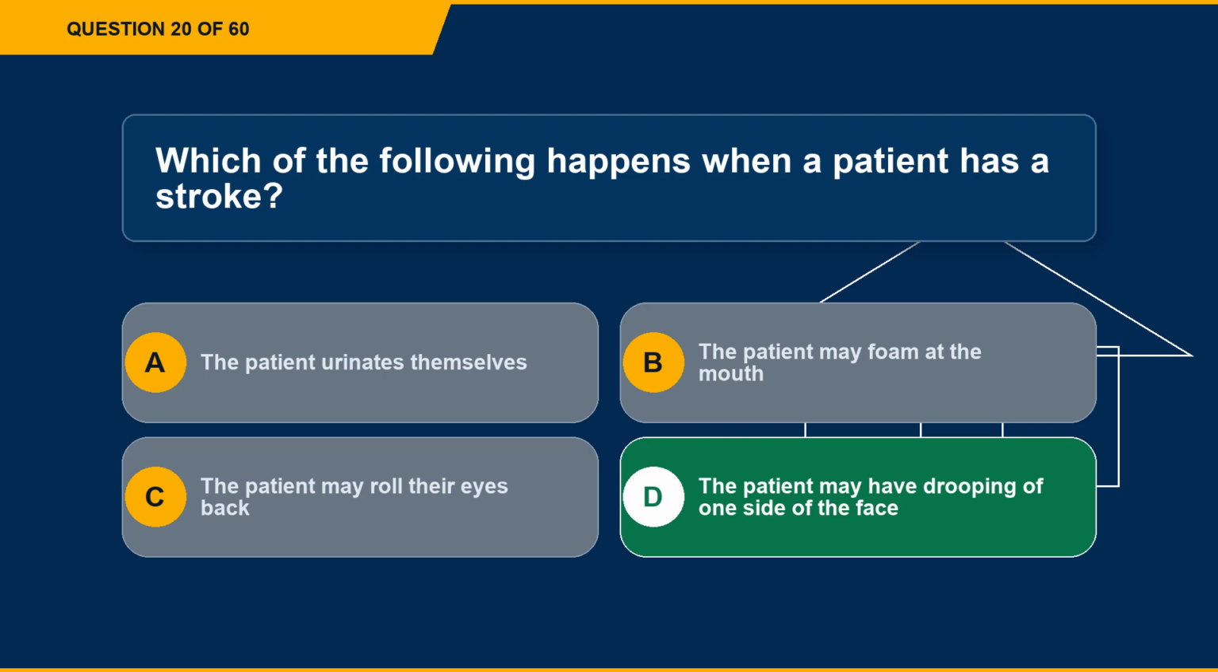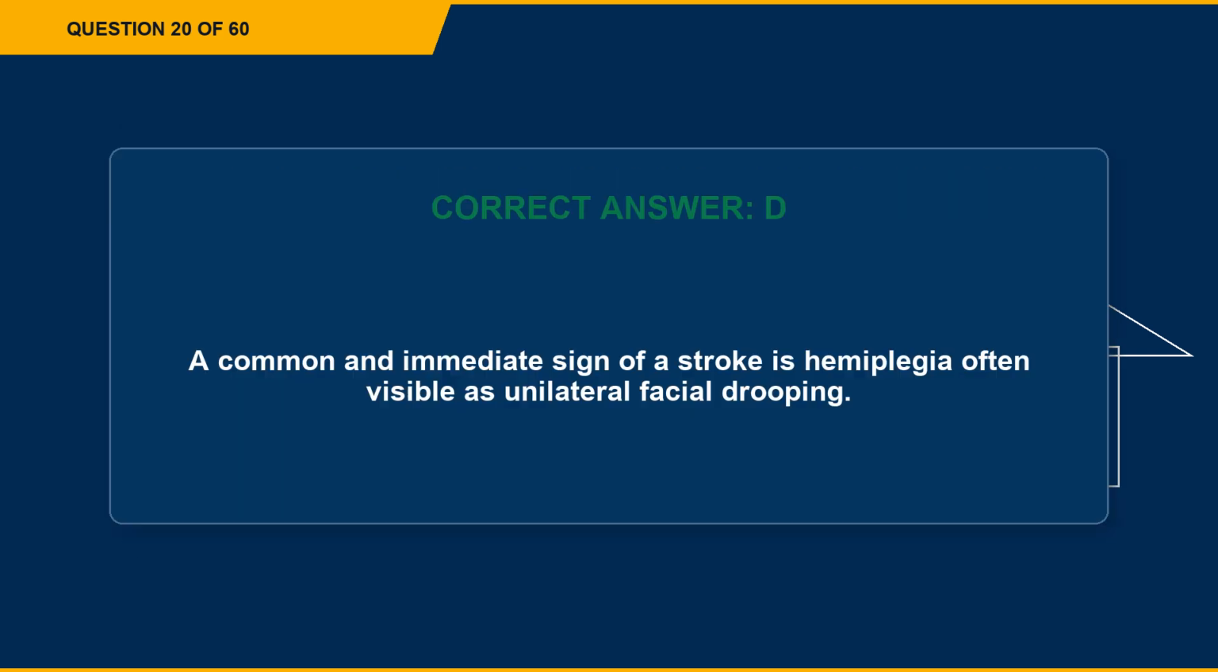The correct answer is option D. The patient may have drooping of one side of the face. Explanation: a common and immediate sign of a stroke is hemiplegia, often visible as unilateral facial drooping.